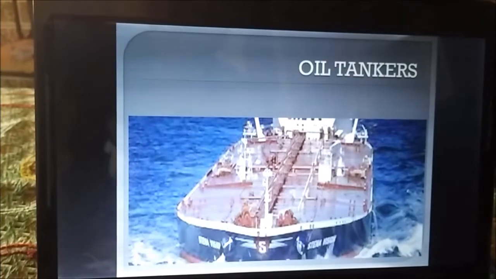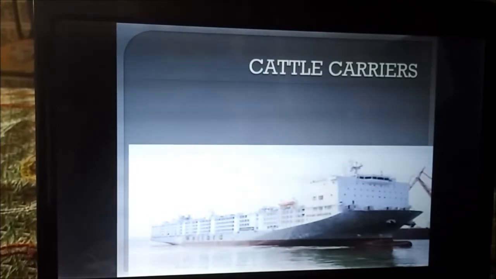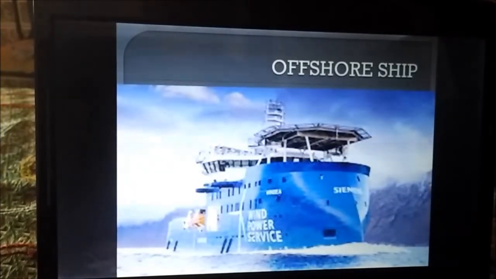Next, we have oil tankers. Here we have crude oil tankers and product oil tankers. Oil tankers are generally used to transport oil that is produced in seas and all this. Here we have cattle carriers. These cattle carriers are used to transport cattle, like the livestock ships that I told you about.